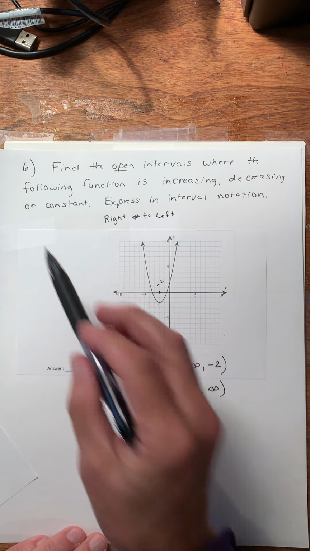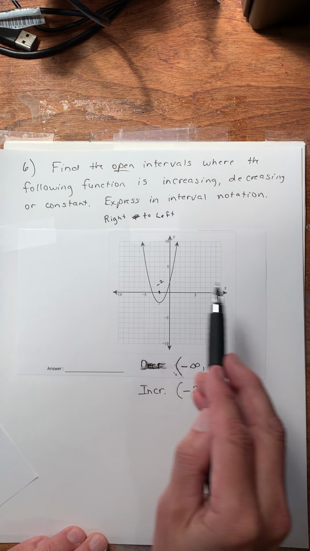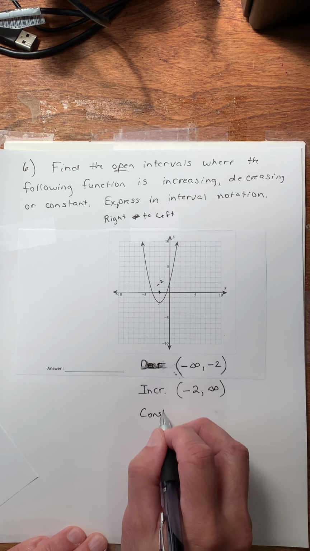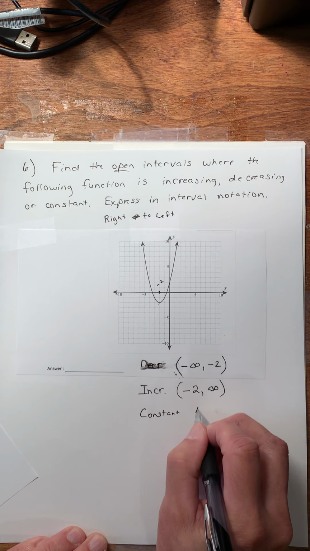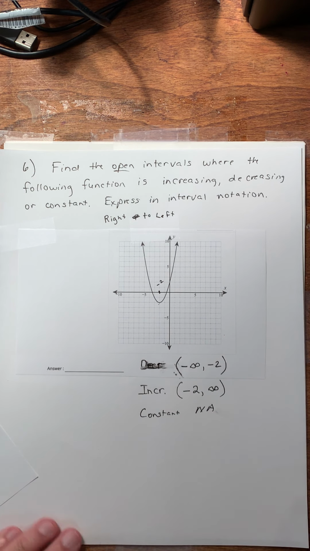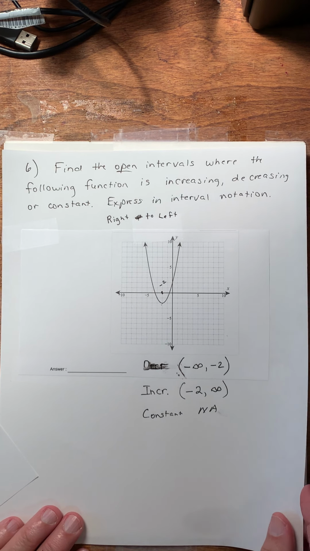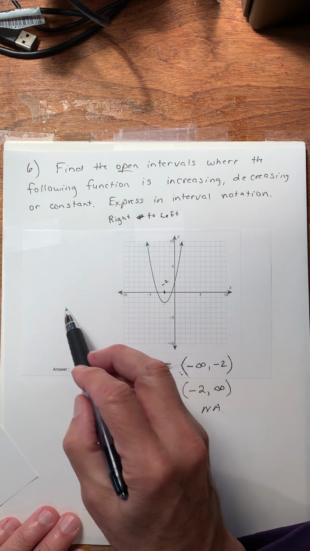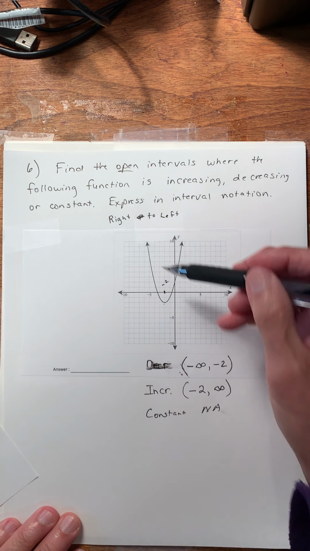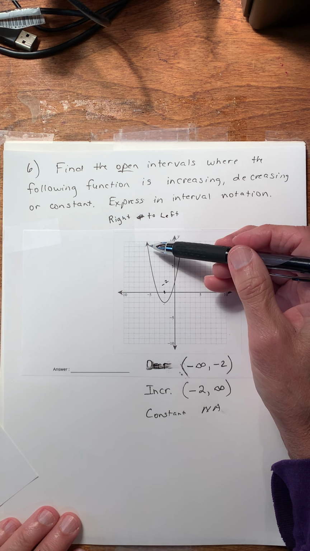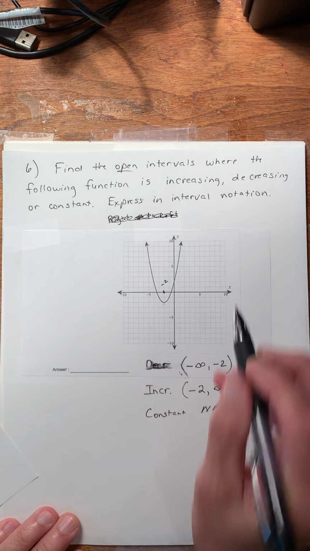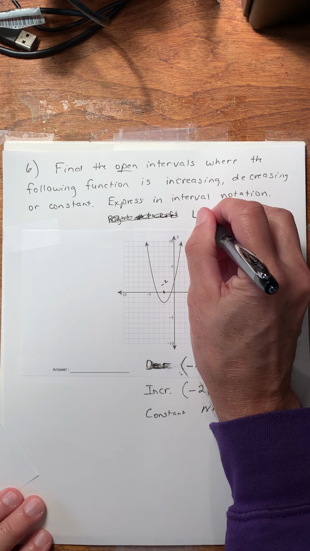And as far as constant intervals, that's where the graph is just going straight across. I don't have any of those. You won't necessarily have each of these in any particular graph. So again, you're moving from left to right.